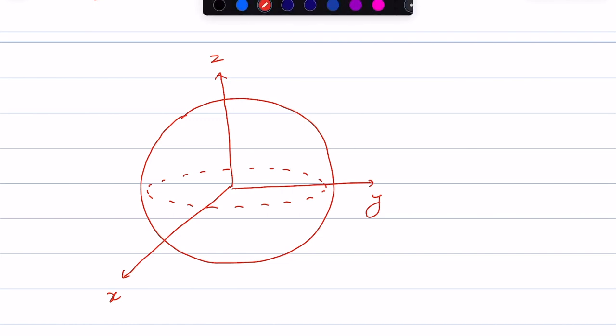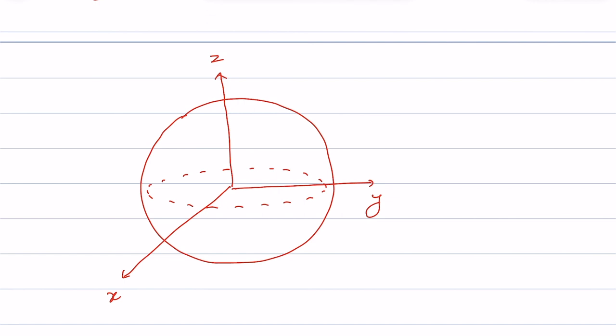But first let me draw a sphere like this. Please consider it as a sphere of unit radius, that means radius 1. These are my axes. This is the x-axis, this is the y-axis. You can recall the so-called spherical polar coordinates. And suppose there is a, let me use a different color now.